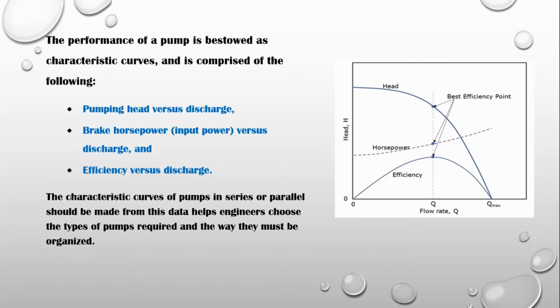Next, this is a pump performance curve. The performance of a pump is best described as a characteristic curve and comprises the following: pumping head versus discharge, brake horsepower versus discharge, and efficiency versus discharge. The characteristic curves of pumps in series or parallel should be made from this data, which helps engineers to choose the best pump to be used.